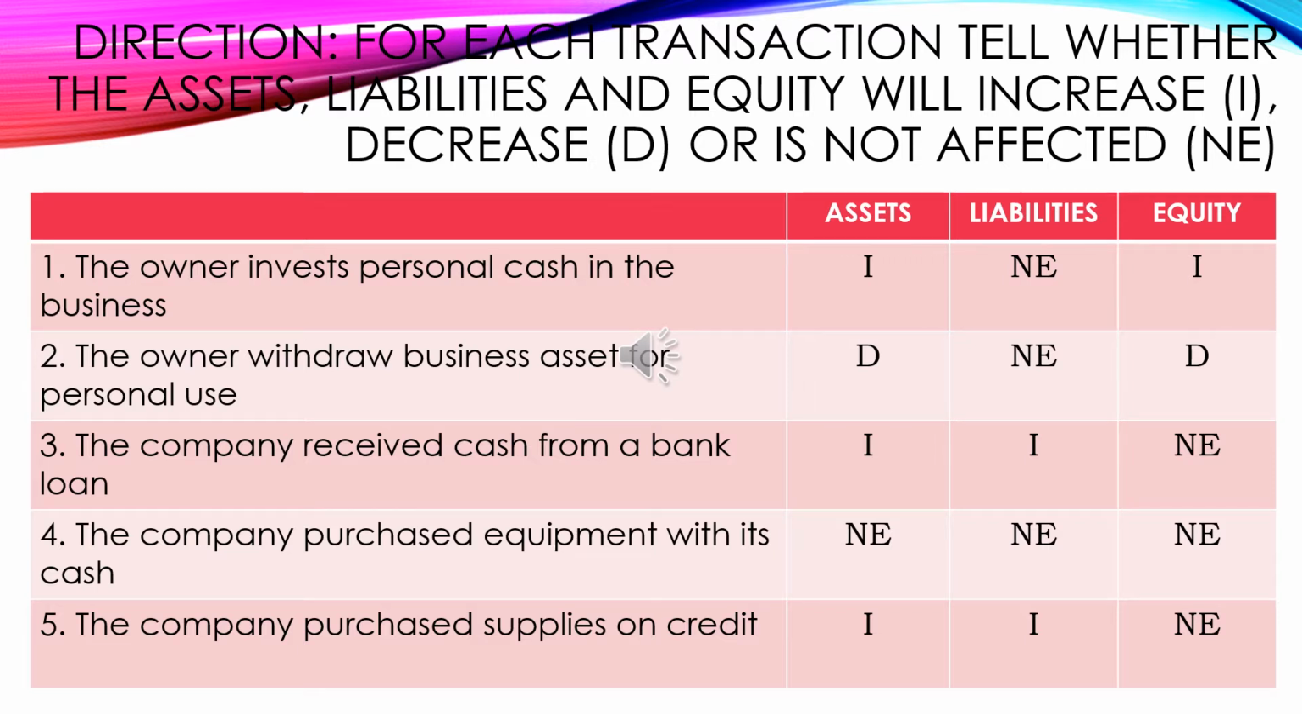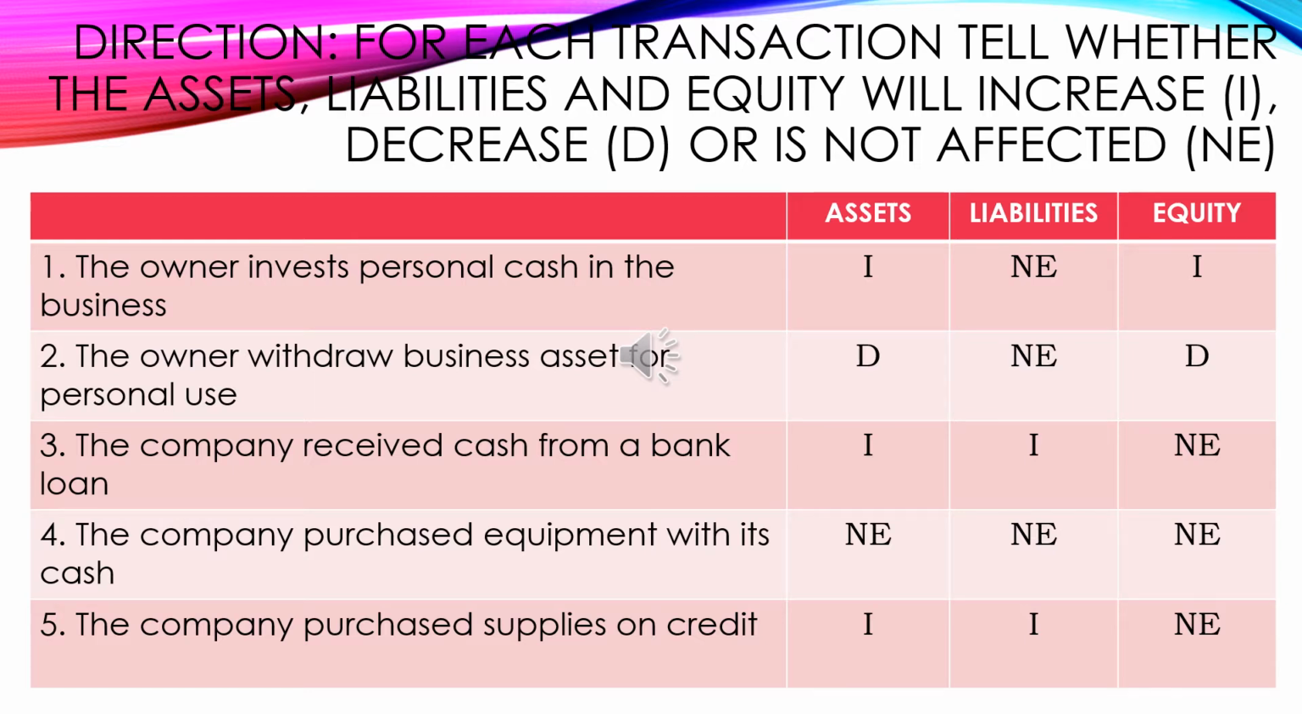For transaction number 1, the owner invests personal cash in the business. So when the owner invests personal cash in the business, the assets of the business increase in the form of the owner's investment. That's why assets increase and equity also increases. Take note, for this transaction number 1, there is no effect on liabilities because this transaction did not result in a future obligation of the business.